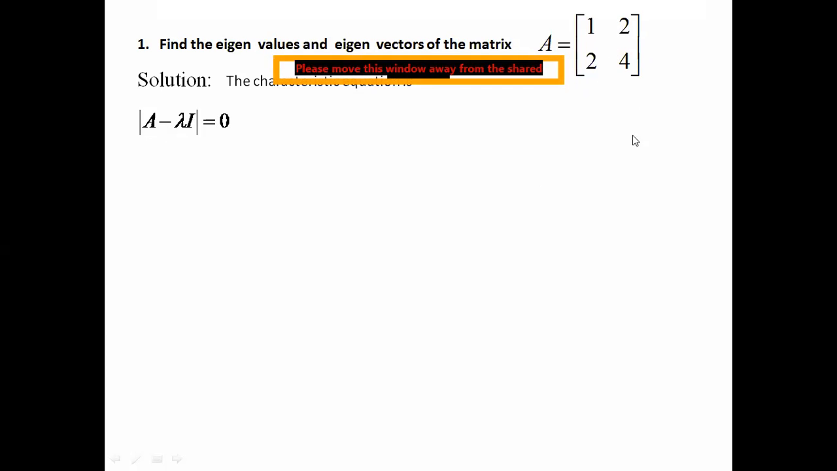So how is it changed? This 1 becomes 1 minus lambda. This 4 becomes 4 minus lambda. If there are more diagonal elements, continue like this: the third one is that element minus lambda. Like that, you write the remaining elements as themselves.